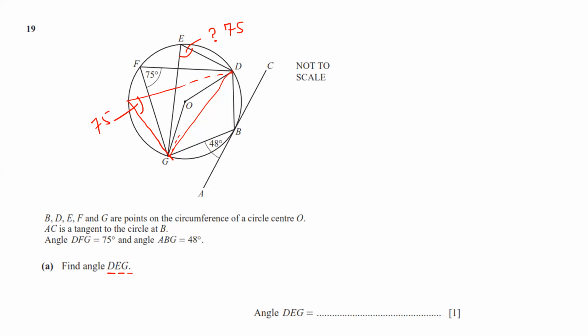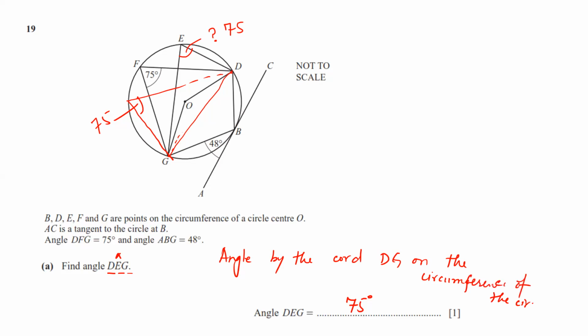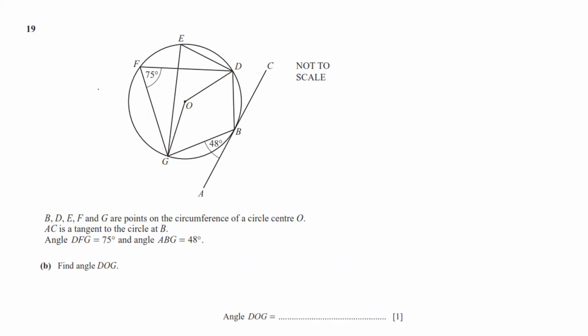So this is how it will go around. So angle DEG will be equal to 75, the angle subtended by the chord DG on the circumference of the circle.